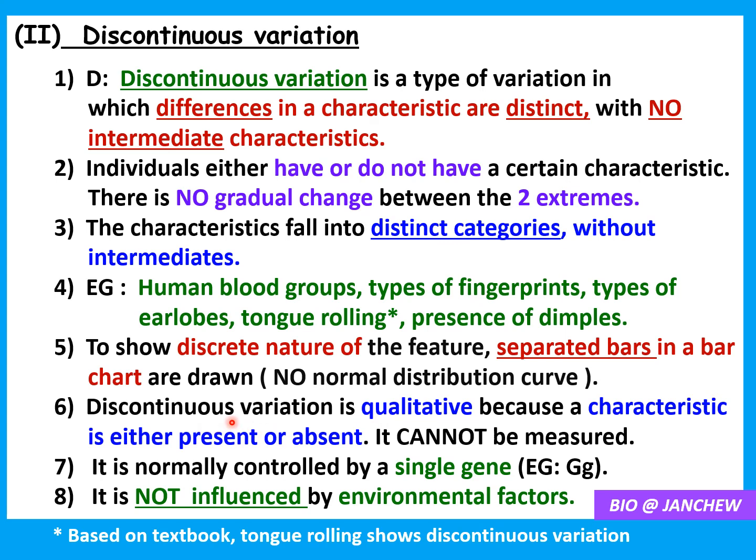Number 6, discontinuous variation is qualitative in that a characteristic is either present or absent. It cannot be measured, so it's not quantitative, but qualitative. Number 7, discontinuous variation is normally controlled by a single gene, in which usually a single gene consists of two alleles, two different versions. For example, we can use big G to denote the dominant allele and small g to denote the recessive allele. So a single gene means just a pair of alleles will control the characteristic.